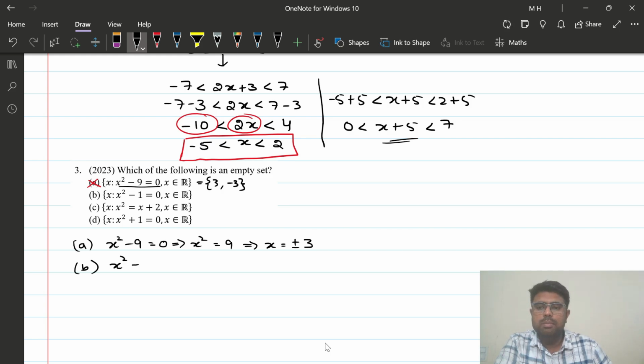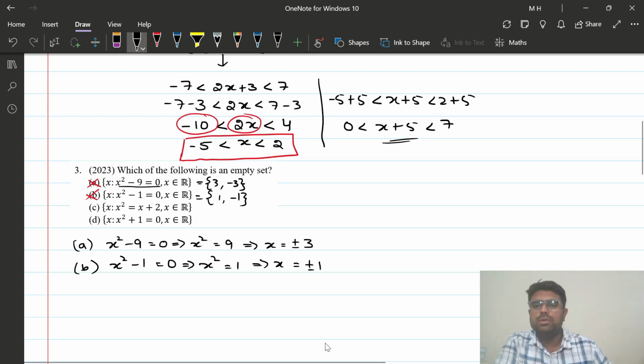Coming to this one, option B, what is it going to be? It is x square minus 1 is equal to 0, which implies x square is equal to 1, which will give you x equal to plus or minus 1 by taking the root. So this is equal to 1 comma minus 1. So it is also not an empty set. Gone.